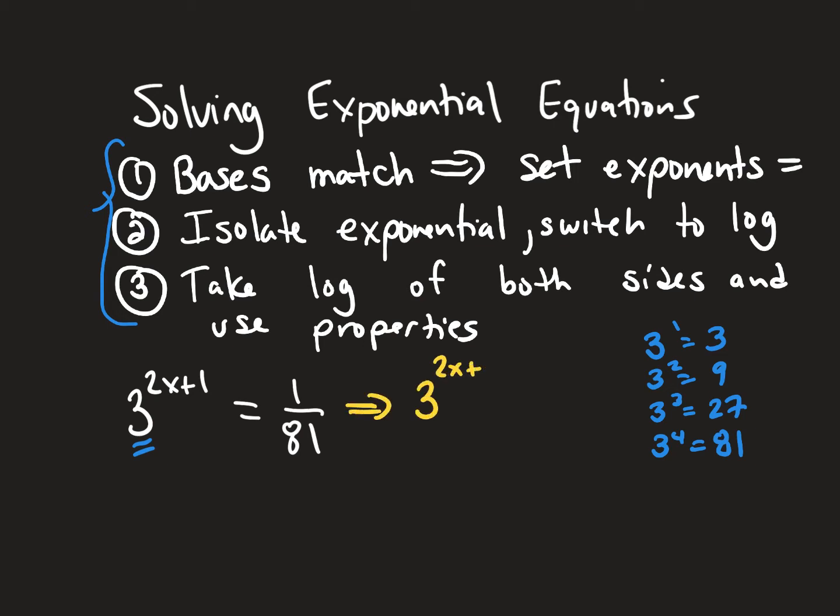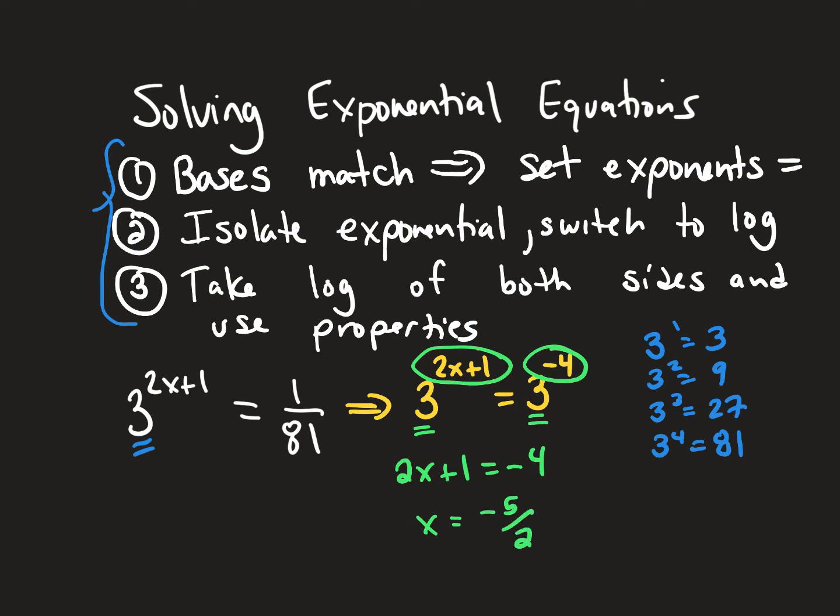Because remember, if it's a fraction, we can always change this. This could be 3 to the 2x plus 1 equals 3 to the negative 4. So if you see something that is the denominator, you can just add that negative, and then you have your equation you can solve. So now these bases are the same. I can just set these exponents equal. 2x plus 1 equals negative 4. And doing some algebra, we can make this x equal negative 5/2.